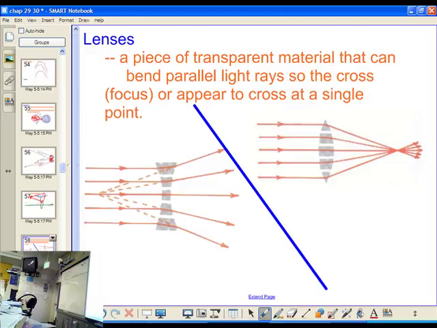Piece of transparent material that can bend parallel lines so they cross. What did I say when I read it? I said they. That's why I have to look at it. Because that's the word I said.